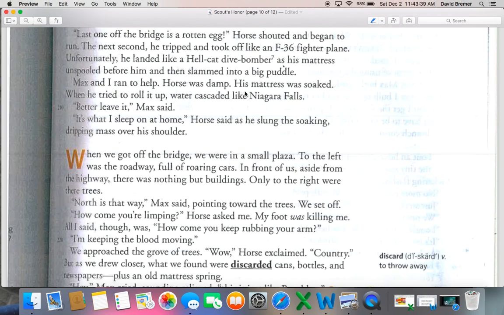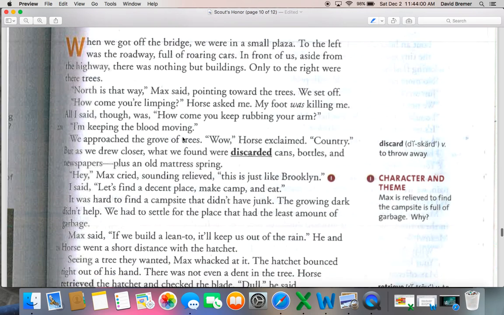Horse was damp. His mattress was soaked. When he tried to roll it up, water cascaded like Niagara Falls. Better leave it, Max said. It's what I sleep on at home, Horse said as he slung the soaking, dripping mattress over his shoulder. This only gets better. Now his mattress that he uses at home is sopping wet.